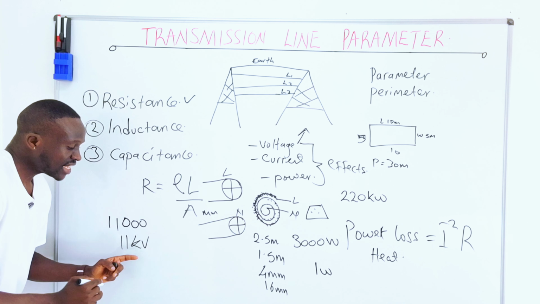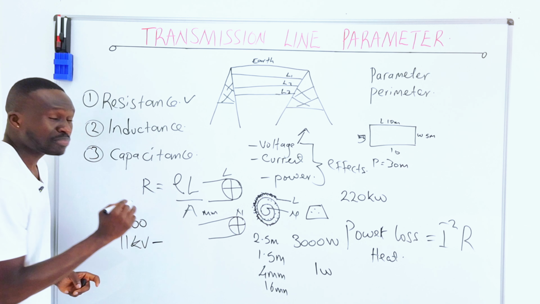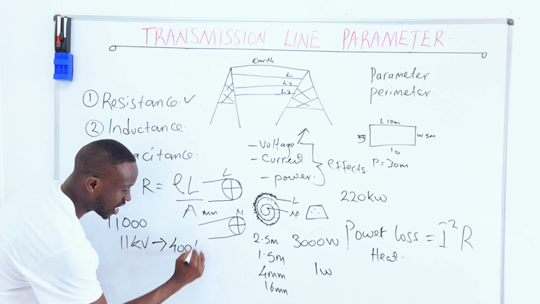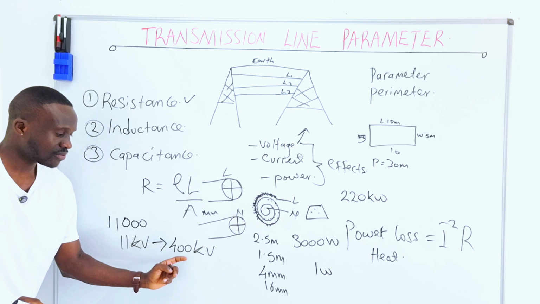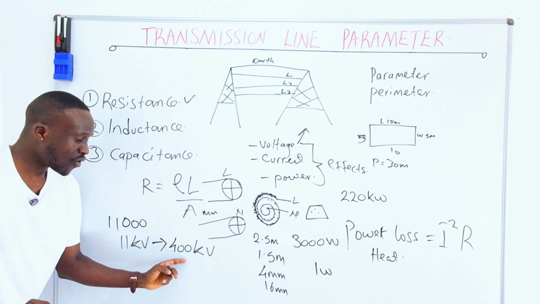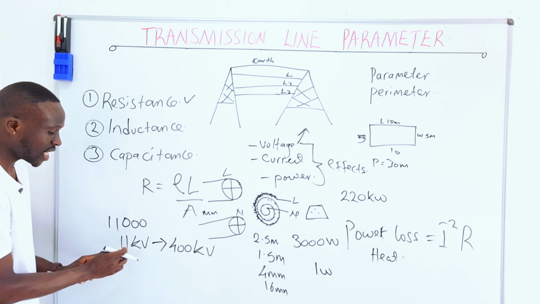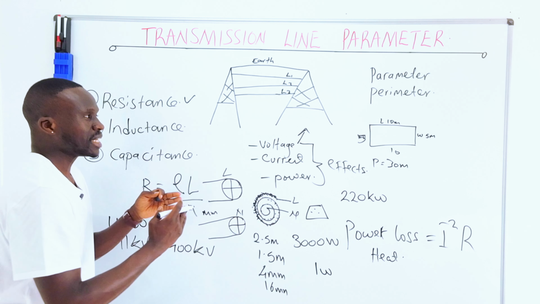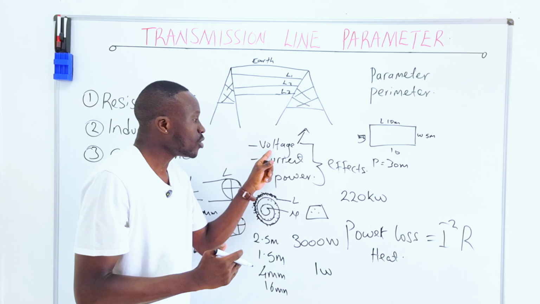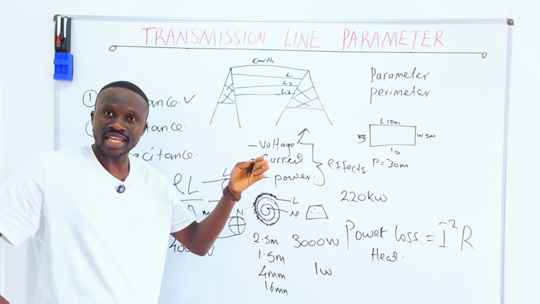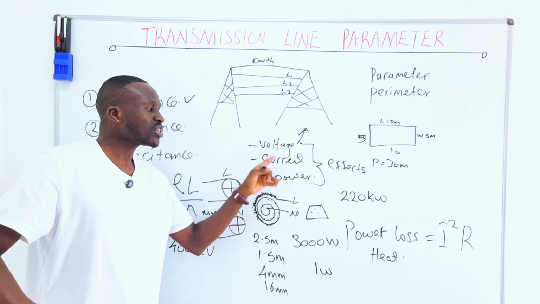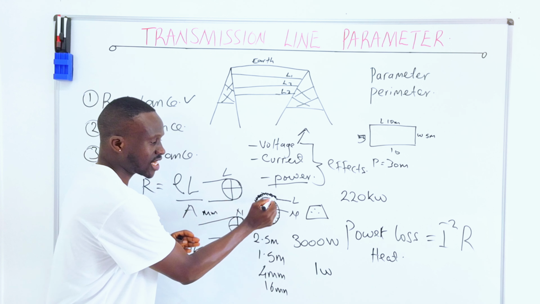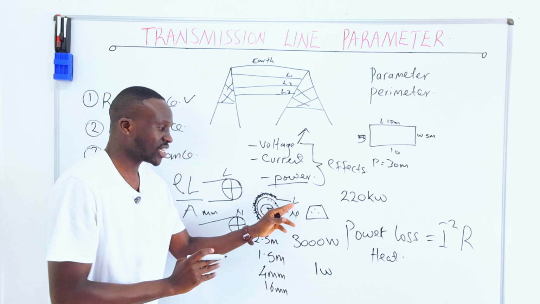Now, 11k, they stepped it up by a step-up transformer to 400,000 volts, 400k volts, from 11k volts to 400k volts. The moment they step up voltage, current goes down significantly. And once the current goes down, our power will not be lost. I'm giving you an example in a coil.